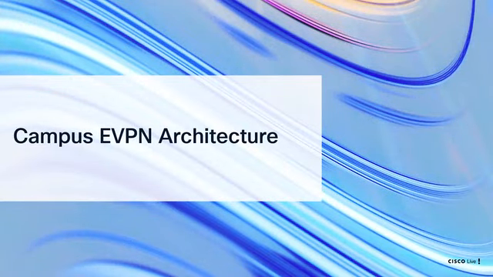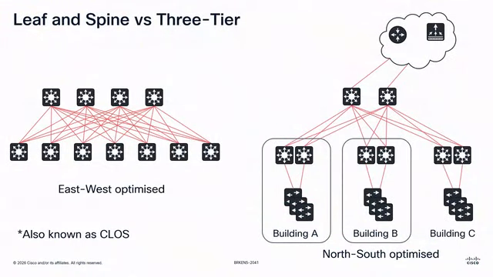Now, once we know what EVPN is, in 30 minutes, we can actually discuss some EVPN campus-specific architectural choices that you would need to make in your campus design. But before we even start, a couple of words about the leaf and spine and 3-tier architecture. So as we know, EVPN had been hugely popular in a data center.